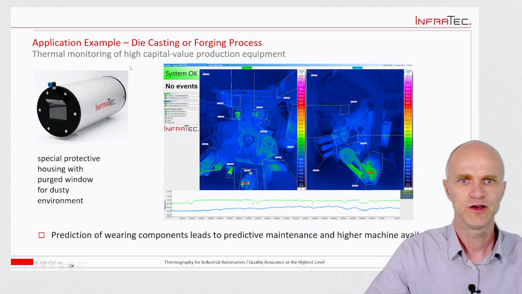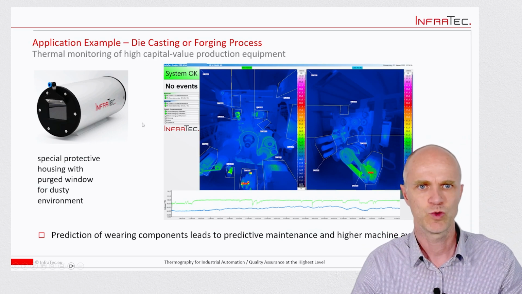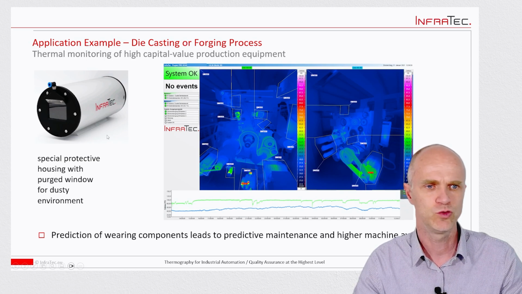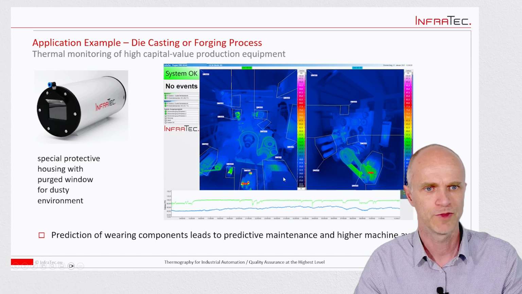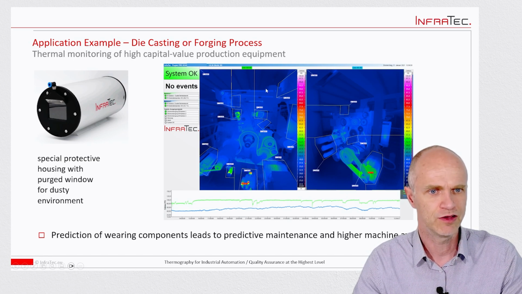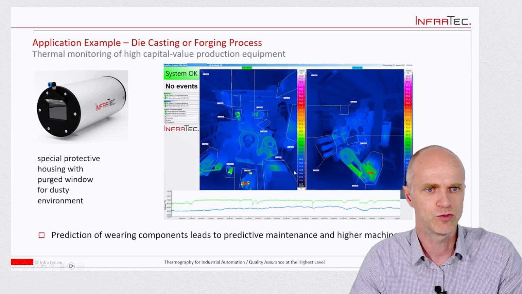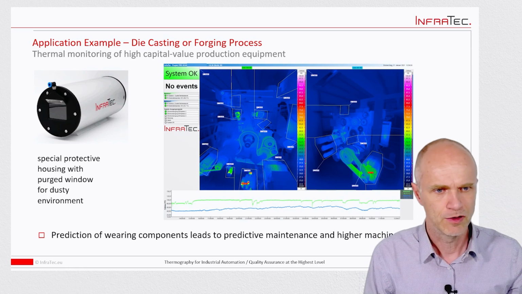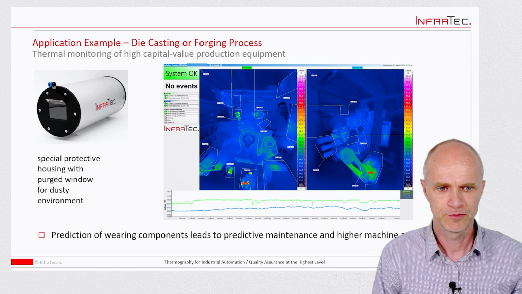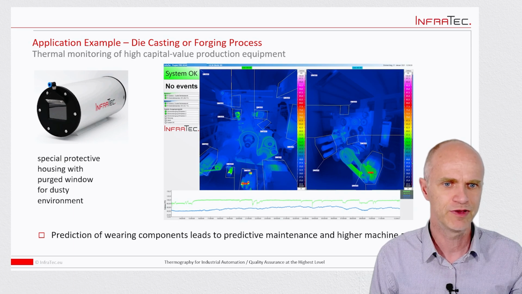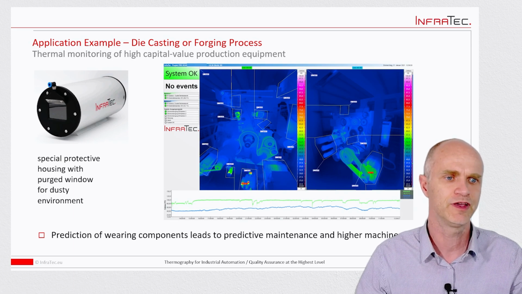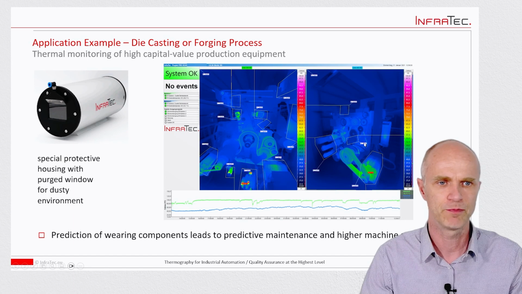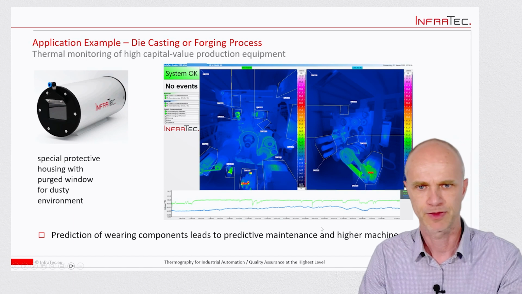Yeah, also here a special application we have for die casting or forging processes, where cameras are used to monitor special machines, for example, die casting machines or standard, for example, paper machines, where a hot ball bushing or something can heat up, and if this is happening, there will be an automatic alarm given to the master system.